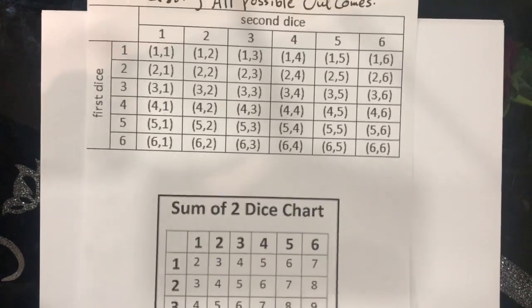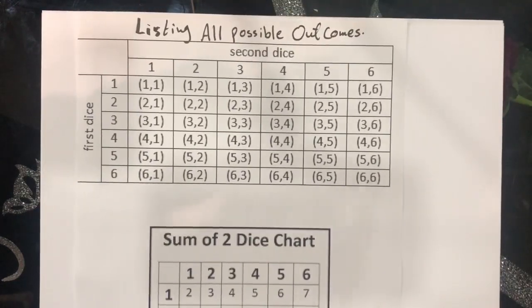Hello and good morning. In today's lesson, we are going to talk about the last topic related to probability, listing all the possible outcomes. In today's lesson, we are going to learn how to find and list all the possible outcomes for a single event or two events.